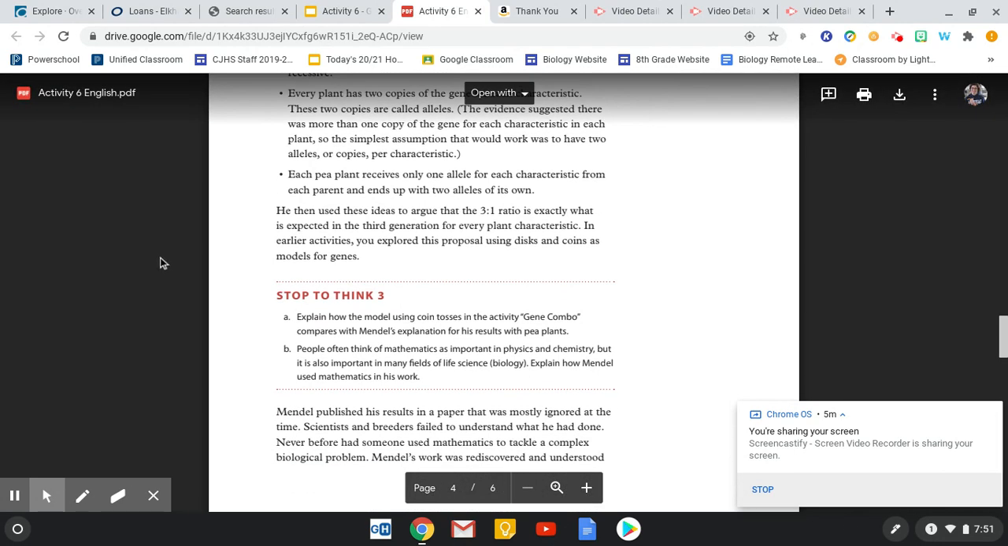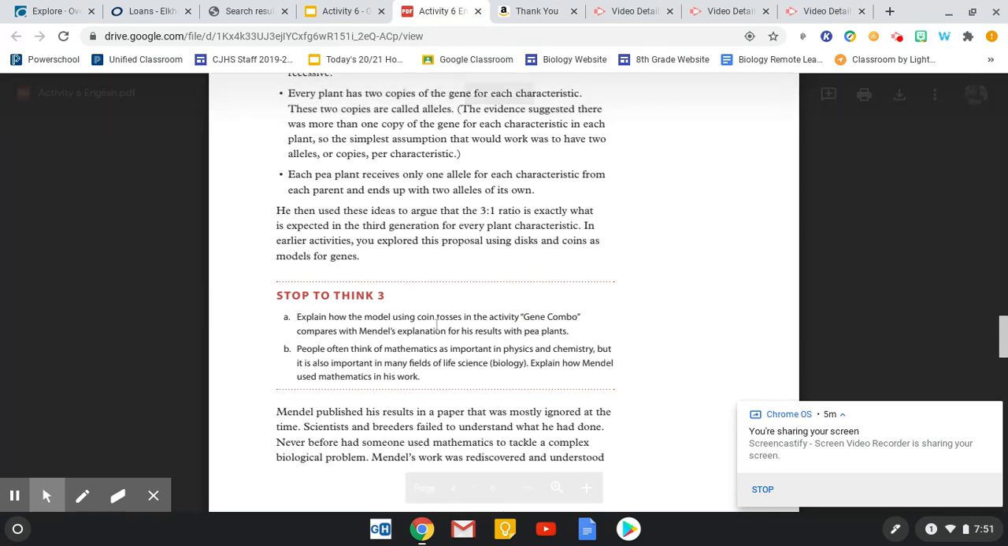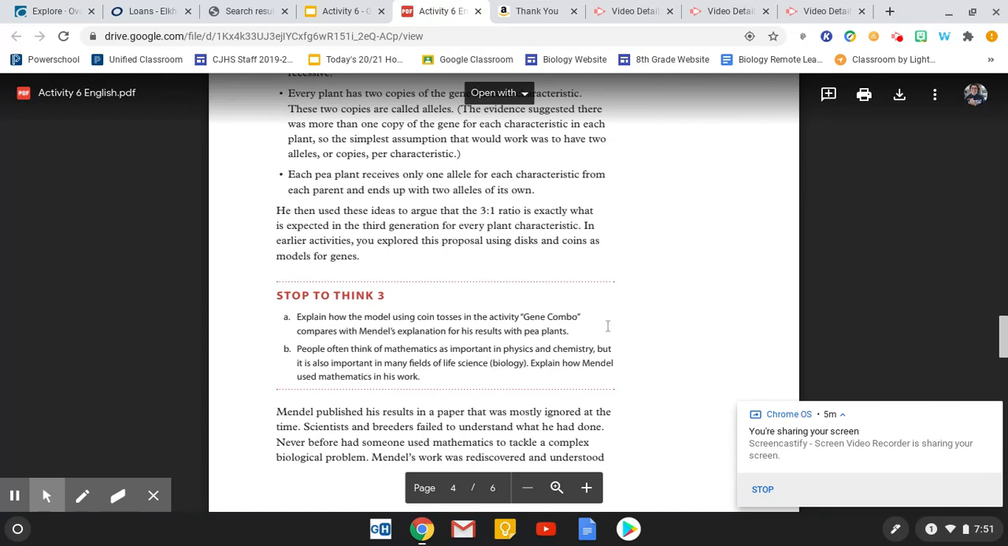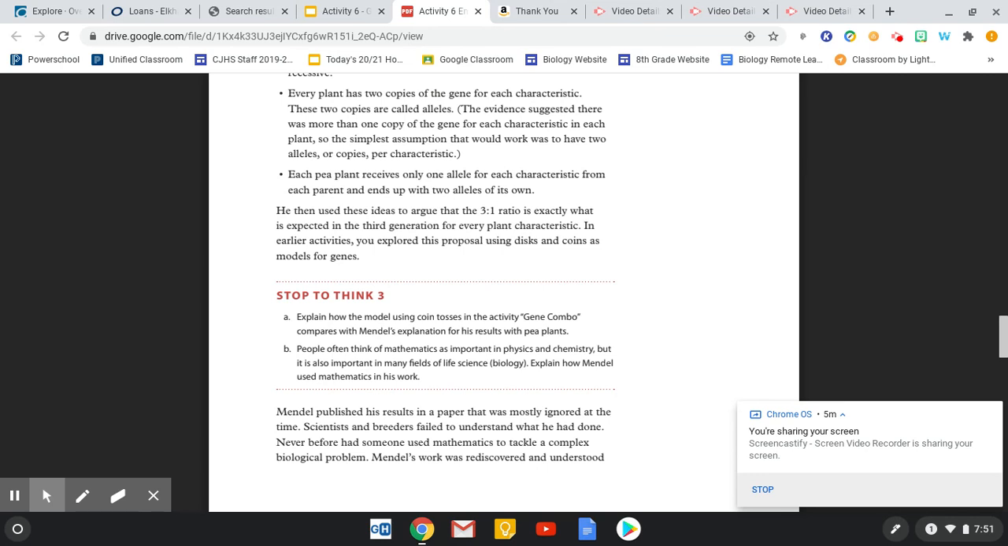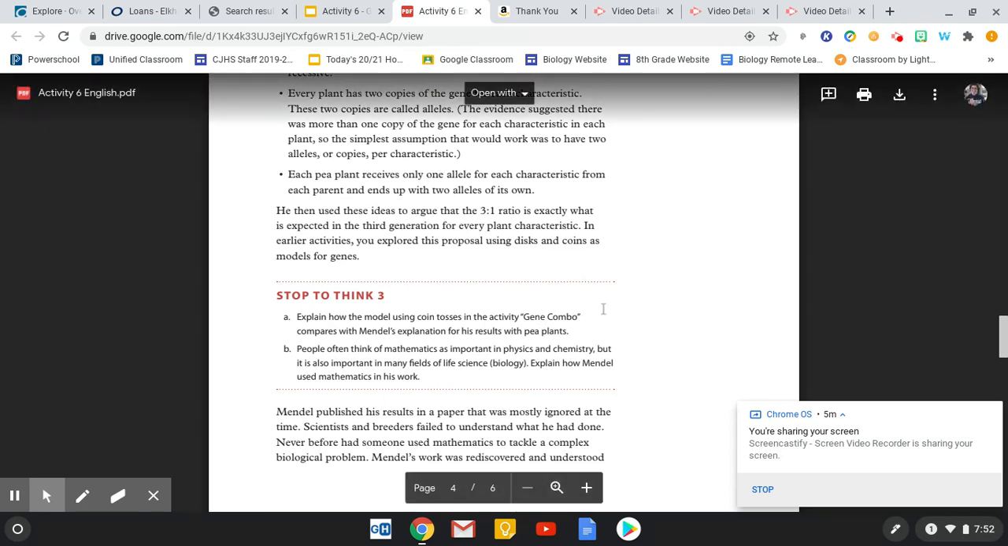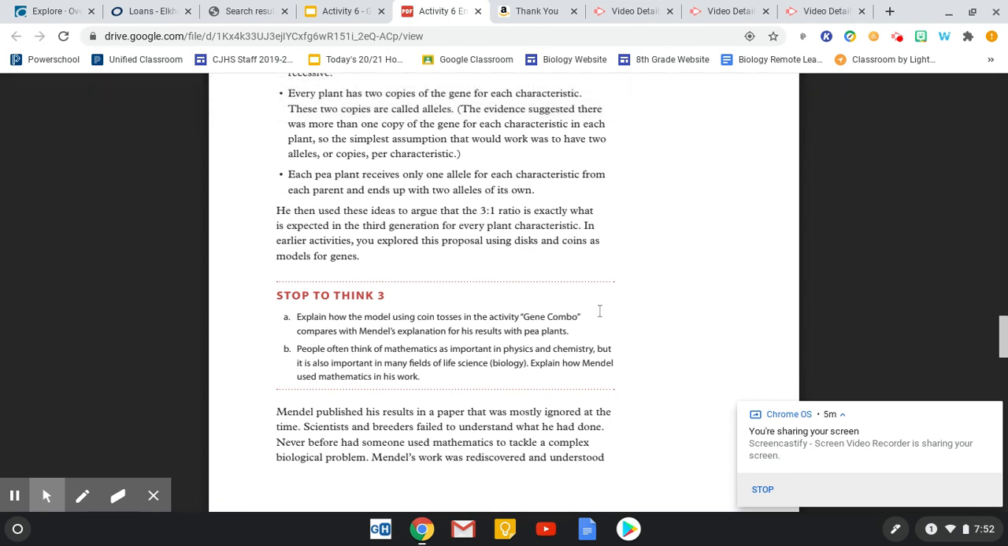Go ahead and answer the stop to think questions number 3. Explain how the model using coin tosses in the activity gene combo compares with Mendel's explanations for his results with the pea plants. For those that did not do activity 4 or didn't do it in time, we had 2 options, heads or tails, and we flipped coins to try to come up with combinations. How would that represent parents? Using a coin, how would that represent parents? Or using 2 coin flips for each offspring, how would that represent parents?